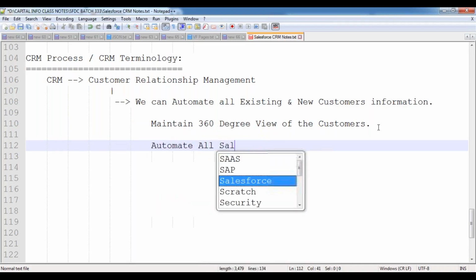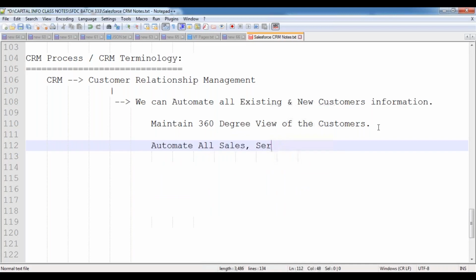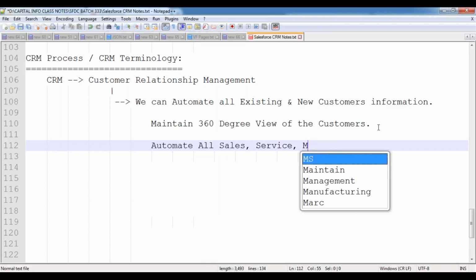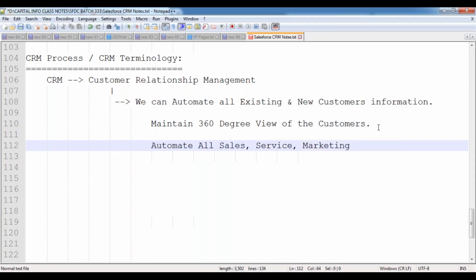And along with that, by using the CRM application, we can automate all the sales processes, service processes, and marketing processes of our organization at one place. We can store all our marketing related data, sales related data, and service related data, accommodate the whole information, and maintain it at one place with the help of this CRM application.